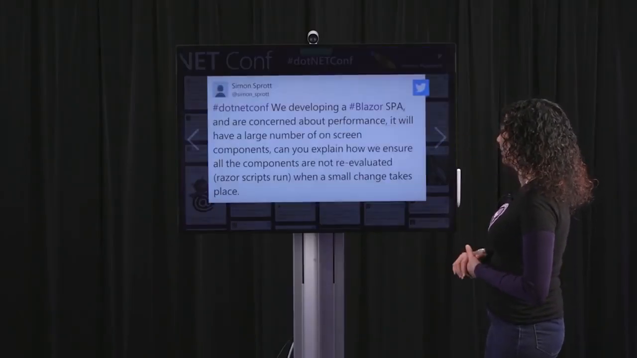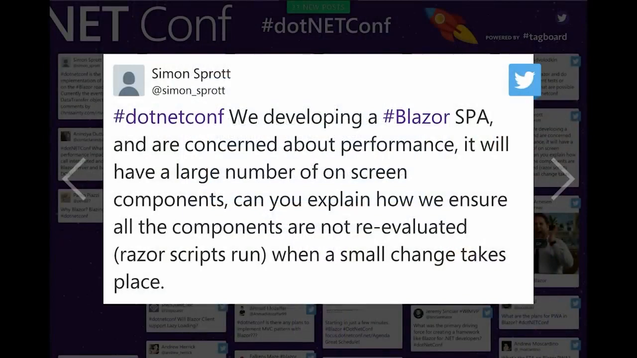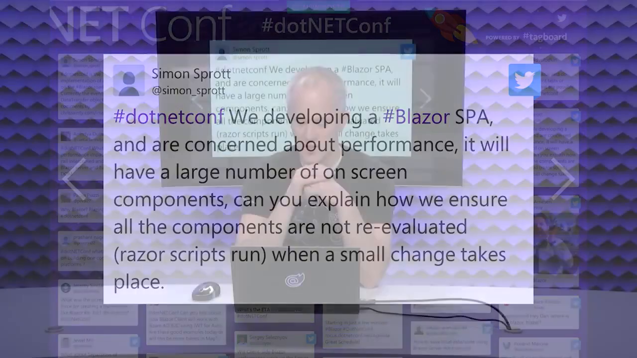Cool. Yeah, I think we still have some time for more questions here. How about this one? We're developing a Blazor SPA and are concerned about performance. It will have a large number of on-screen components. Can you explain how we ensure all the components are not reevaluated, Razor scripts run, when a small change takes place? Yeah, that's a great question.